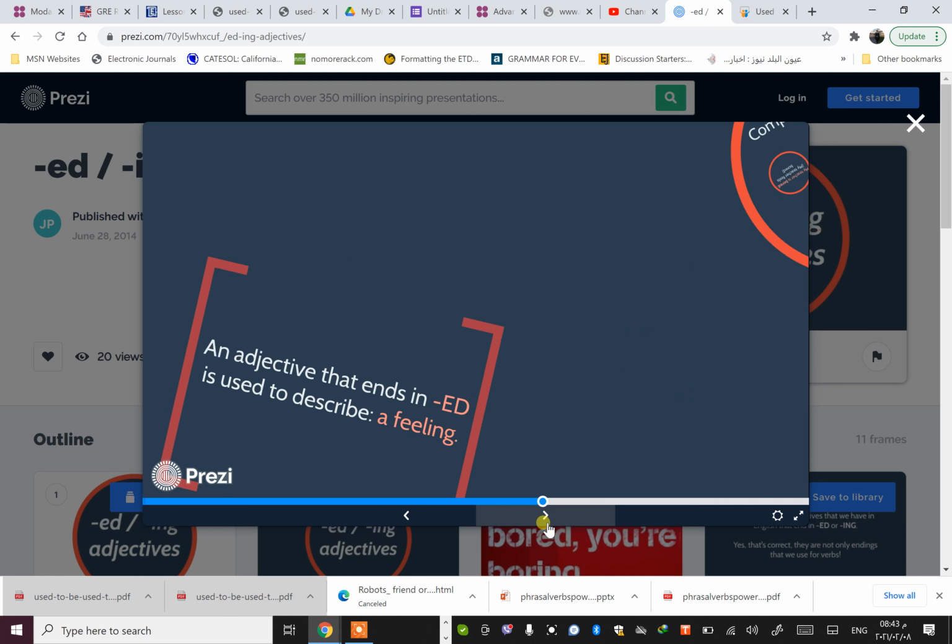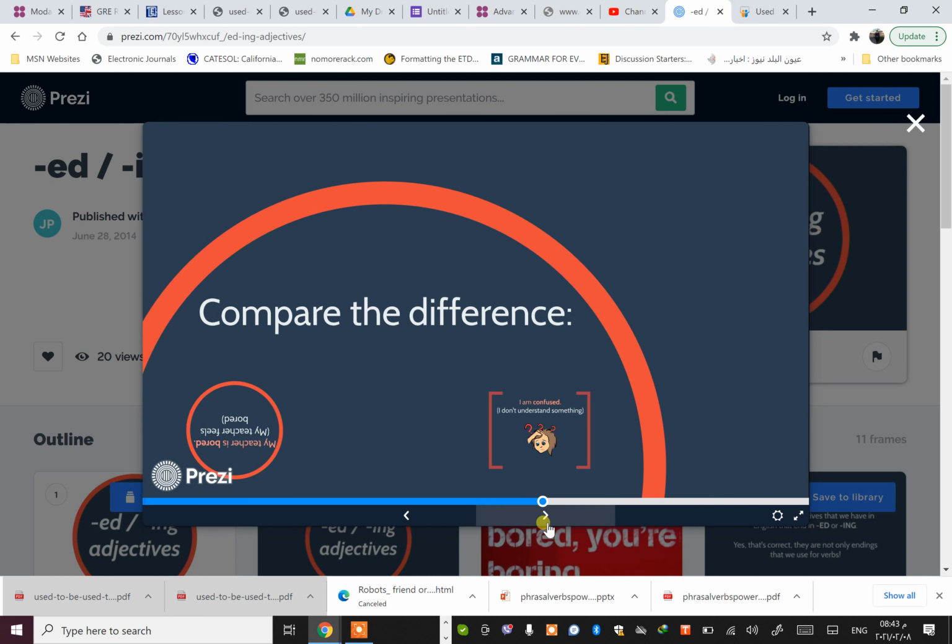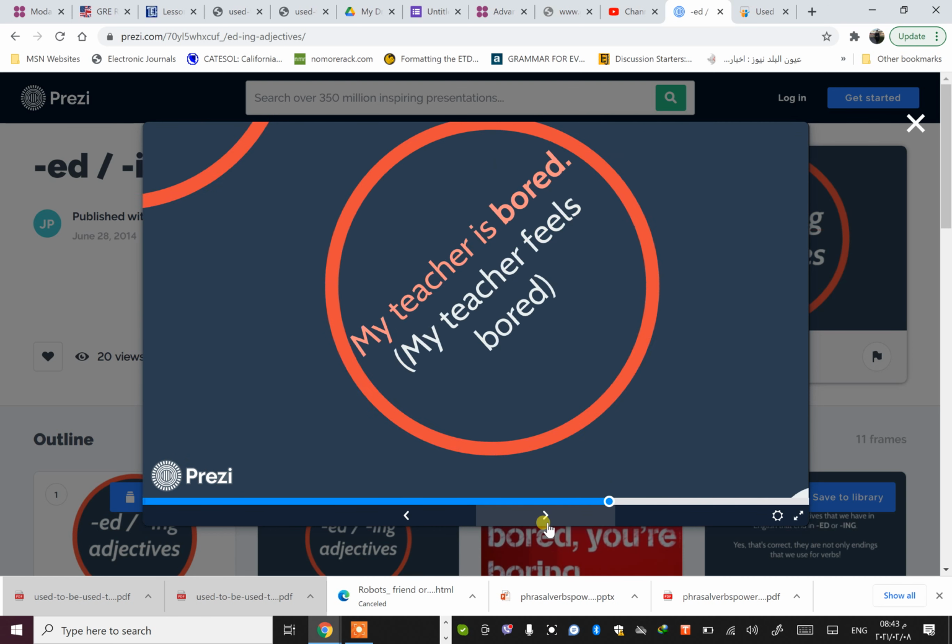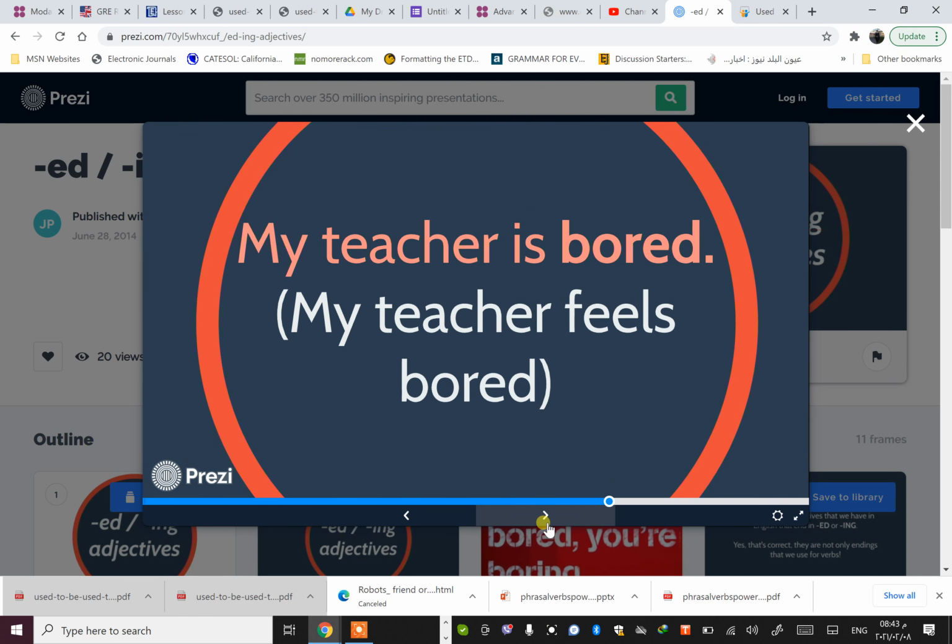So here let's see the differences. Okay, so if I say my teacher is bored, هنا أنا إيش يوصف؟ يوصف the characteristic المميزات؟ لا. My teacher is bored. So my teacher feels bored. فهذا يوصف المشاعر مالت التيتشر شنو؟ is bored. Okay؟ فهنا يوصف المشاعر، فهنا ناخذ نعطيها ED. How you feel about it.